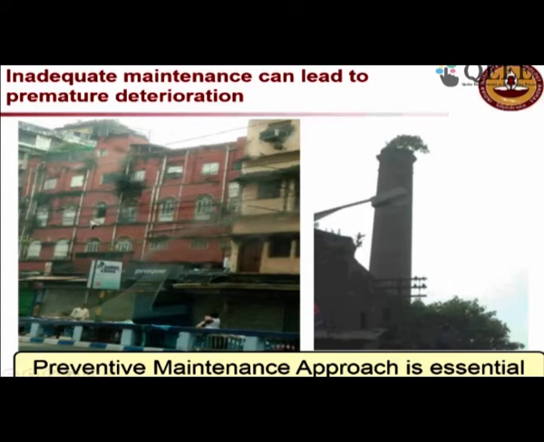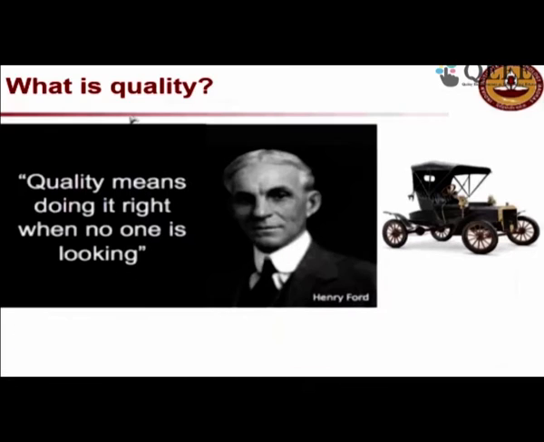What is the problem here is, these trees grow here, the roots exert significant expansive stresses, which will lead to cracking and all sorts of problems on these structures. So we should actually go for not just a maintenance approach, but a preventive maintenance approach is what we have to adopt. Now towards the end, I would say, what is quality?